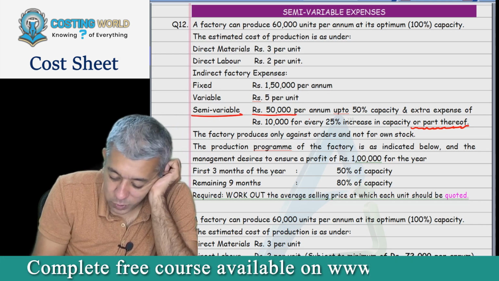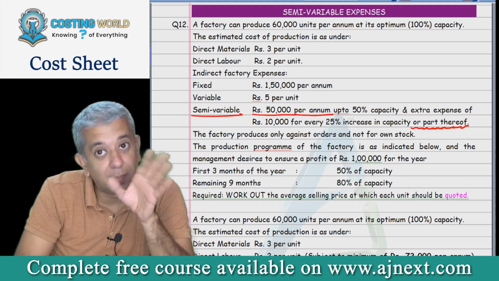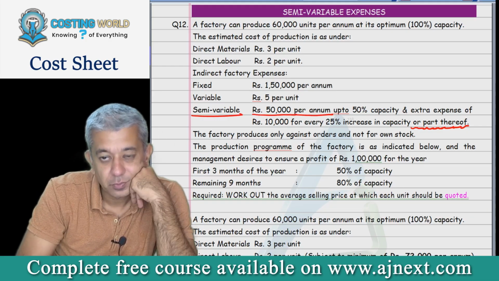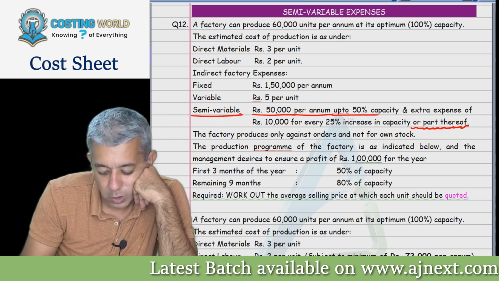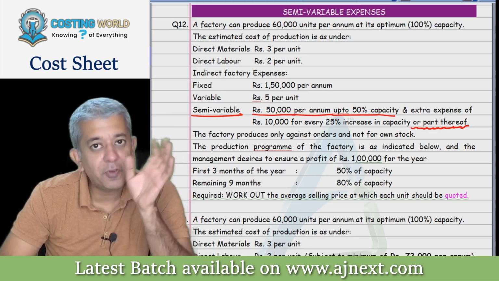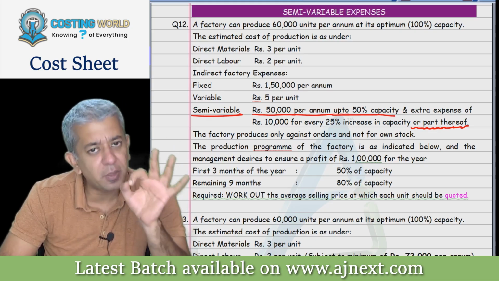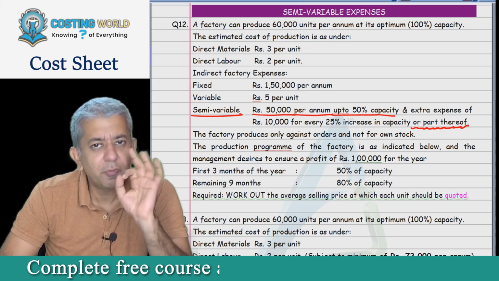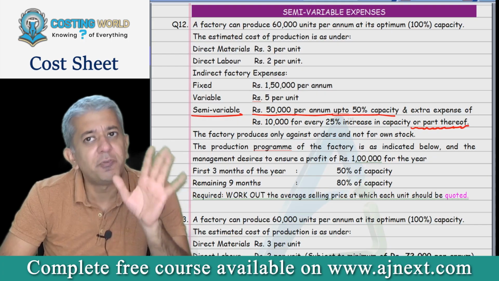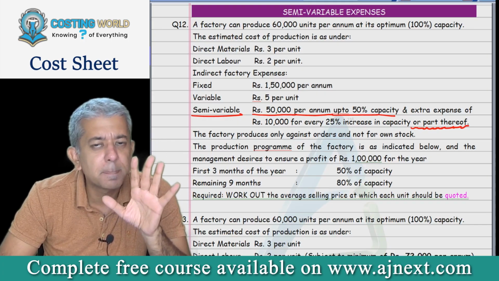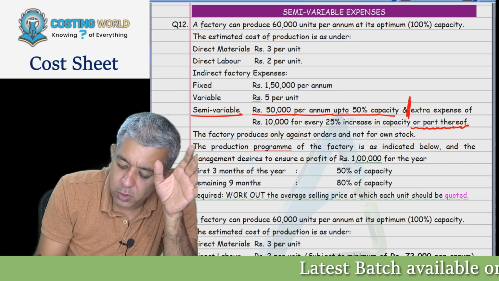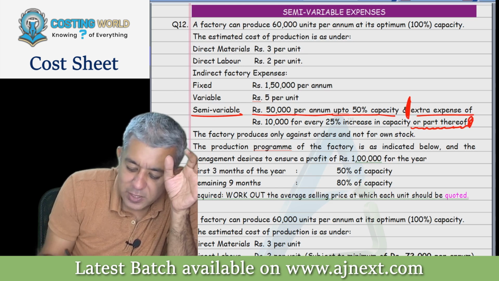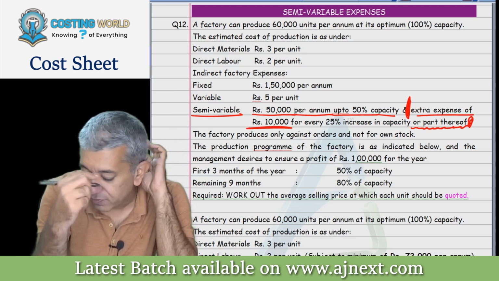Rupees 50,000 per annum, up to 50% capacity. So if you are going to be working till 50%, you incur 50,000. So tell me one thing, will 50,000 rupees get incurred in this year? Yes, sir. And so now we are on to this particular line. Extra expense of 10,000, there is no per annum word against that.